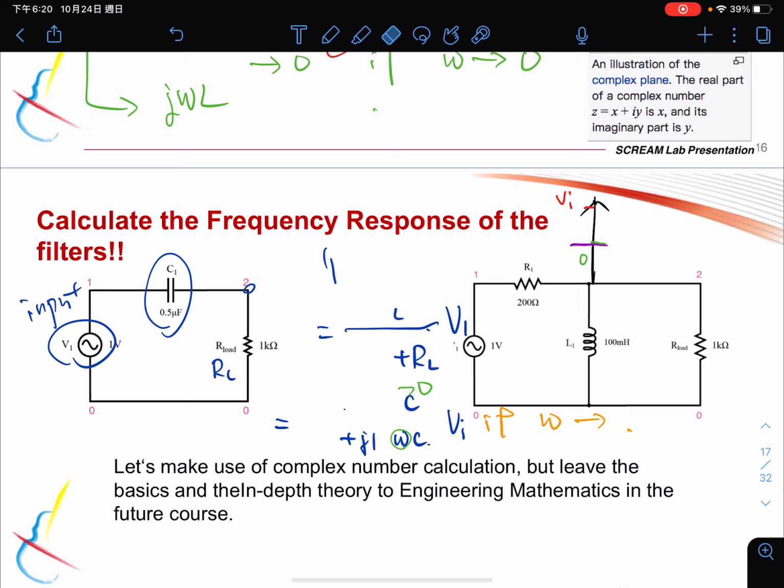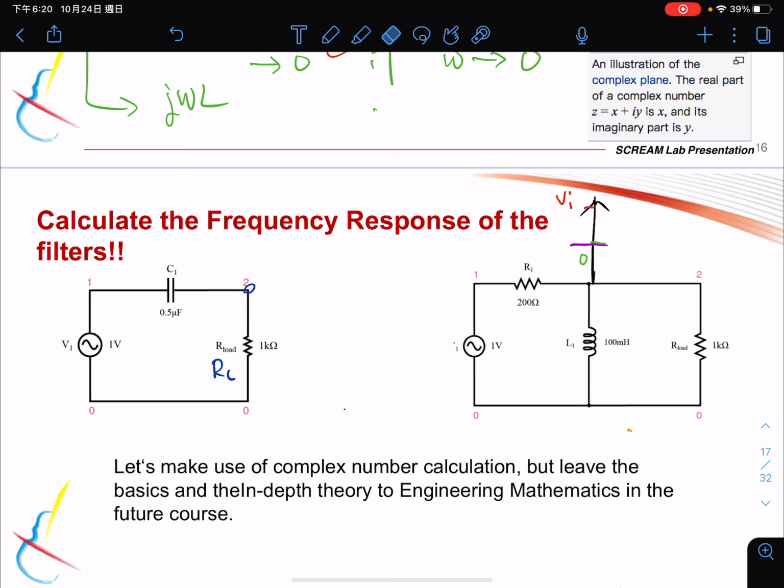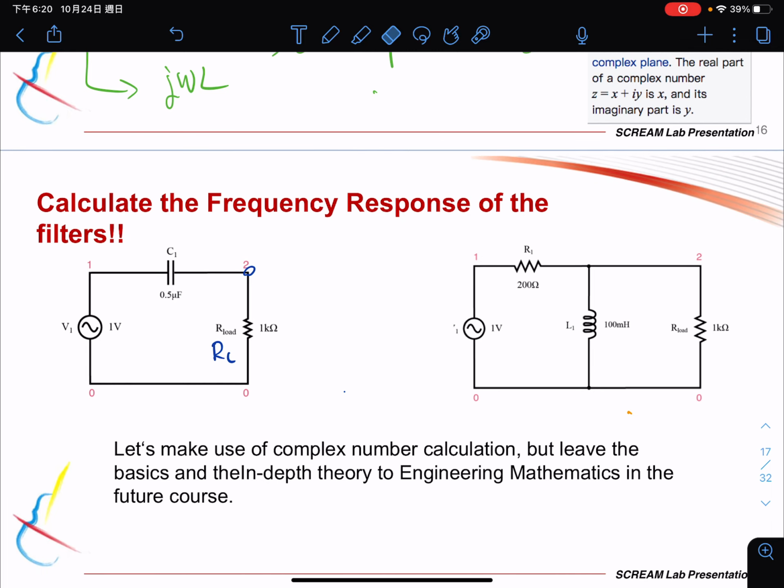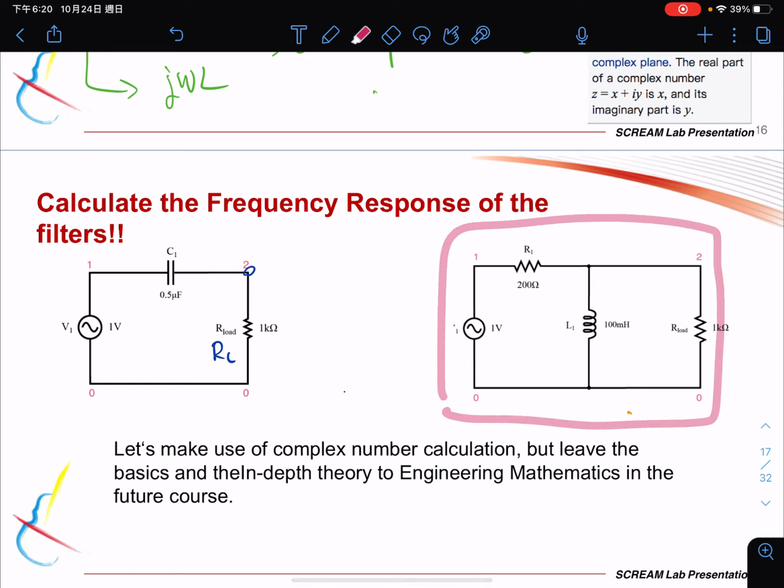And same thing for the other one. Same thing for this one. We have this one from the right hand side, and this is the filter. For example, this one is 100 millihenry, the 200, and we have 1K here, and then I can also write the function similar to the one I wrote for the capacitor. So let me rewrite this one in the handwritten note: 200, 100 millihenry, 1K.